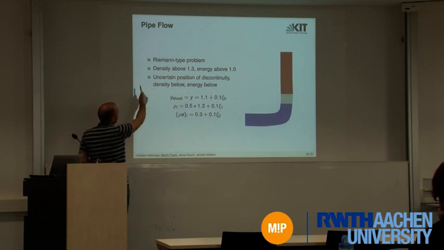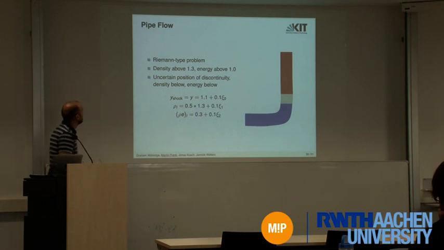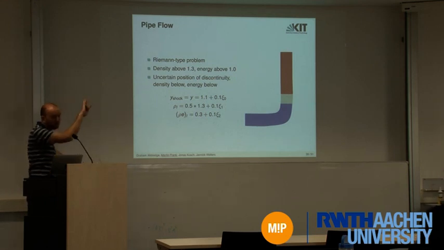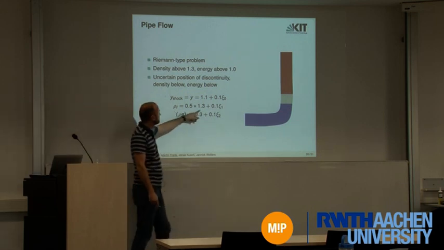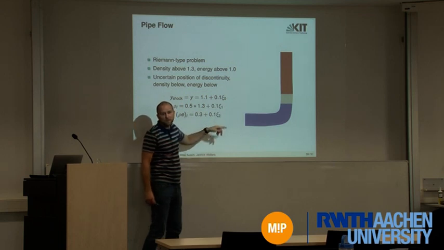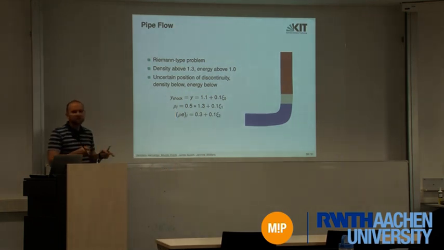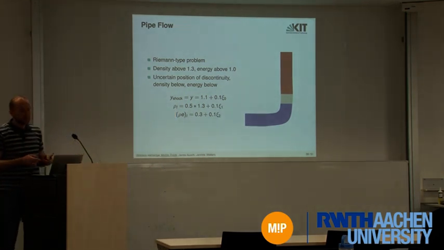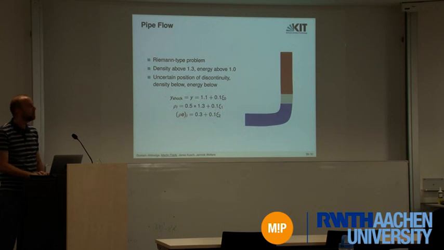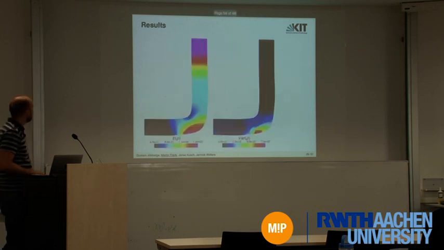Density above 1.3, energy above 1.0. It's a two-dimensional Riemann problem on this bent pipe, with an uncertain position of the discontinuity, and of the density and of the energy below. So it's three-dimensional in random space, with psi 0, 1, and 2 in this case. It's two-dimensional in physical space and three-dimensional in random space. And it was done using IPM, the intrusive polynomial moment method, with adaptivity.